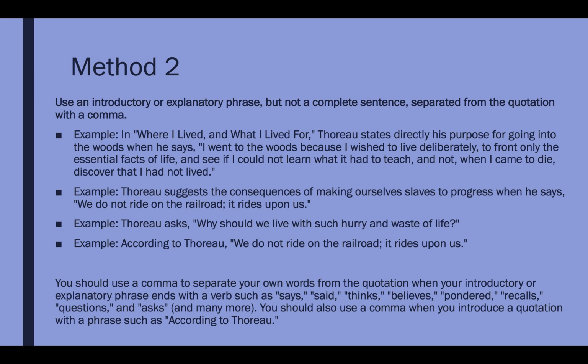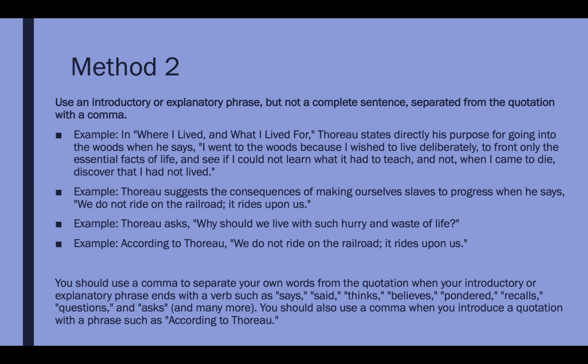Method 2. You use an introductory or explanatory phrase, but not a complete sentence, separated from the quotation with a comma. So, for example, in Where I Lived and What I Lived For, Thoreau states directly his purpose for going into the woods when he says, comma, open quotation marks, I went to the woods because I wish to live deliberately. Same thing with the second example. Thoreau suggests the consequences of making ourselves slaves to progress when he says, comma, open quotation marks, and you state the quote.